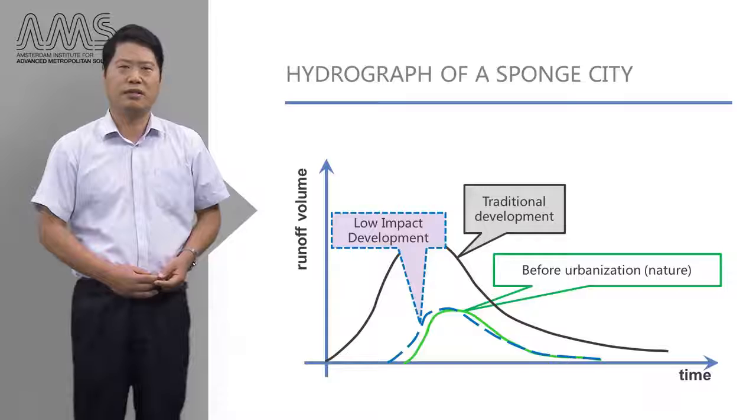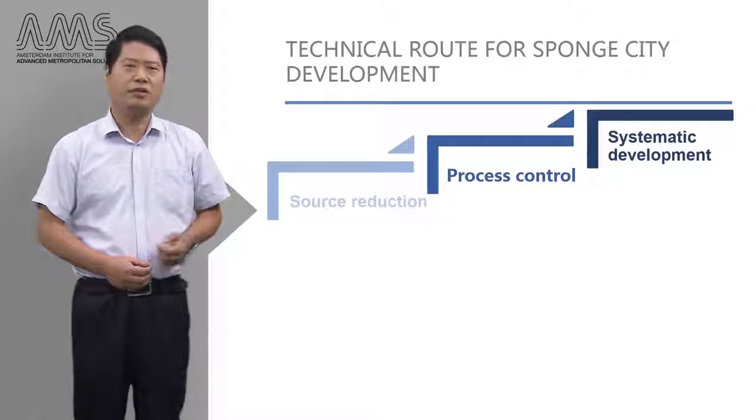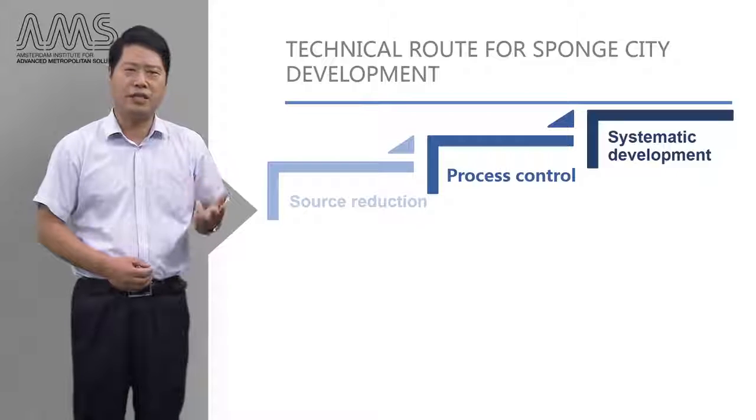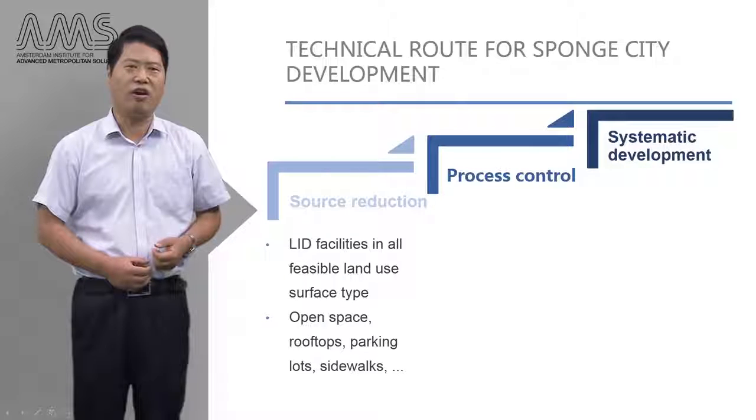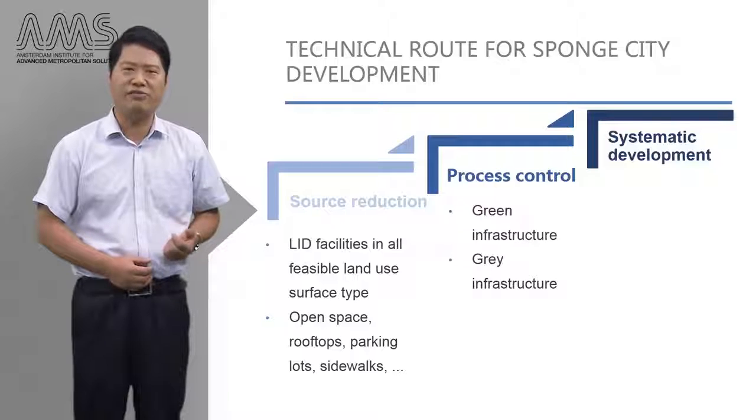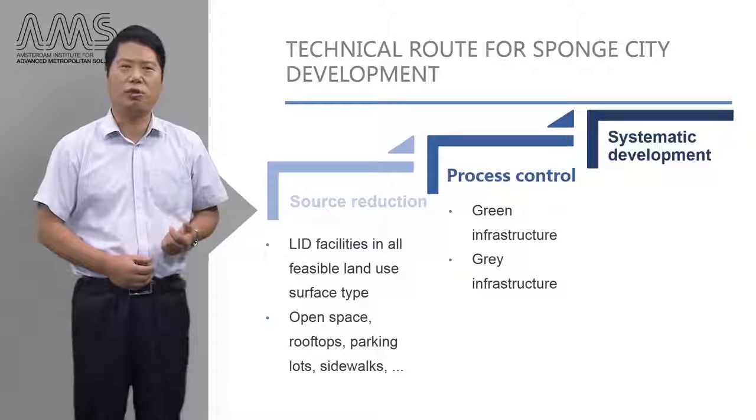In order to reach the objectives, the technical route for Smart City development consists of three phases: source reduction, process control, and systemic development. Source reduction refers to the use of low-impact development facilities at all feasible land use surface types. Examples of these are open space, rooftops, parking lots, and sidewalks. Process control refers to the combination and utilization of green infrastructure, which is the use of soil, vegetation, and natural treatment systems such as wetlands, with conventional infrastructure, such as pipes, tanks, sewers, and energy-intensive treatment technologies.